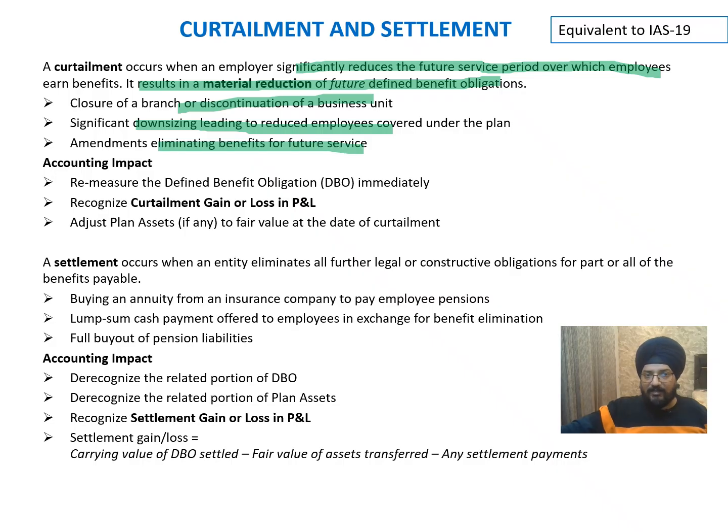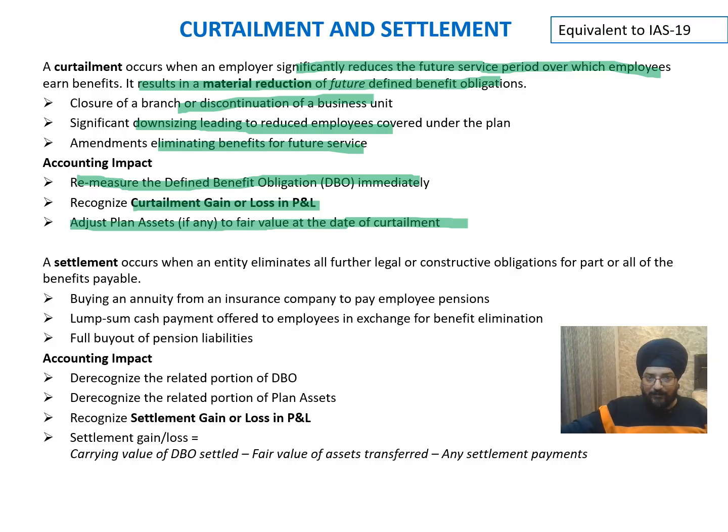So whenever any kind of curtailment happens, what we have to do is remeasure the defined benefit obligation immediately, recognize the curtailment gain or loss in the P&L, and adjust the plan asset to fair value at the date of the curtailment. So these are the three things that we have to do at the time of curtailment.